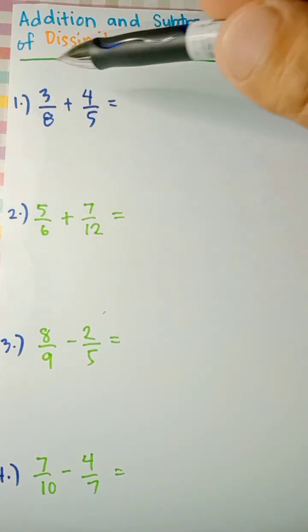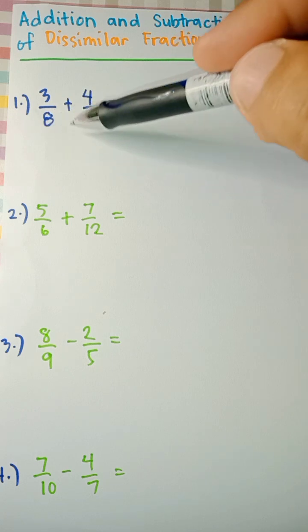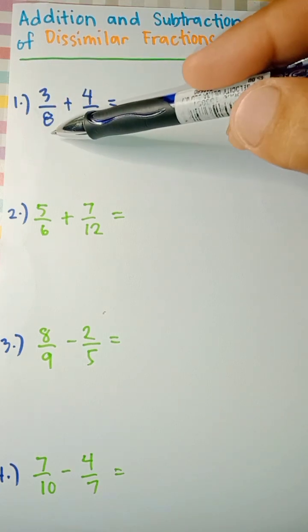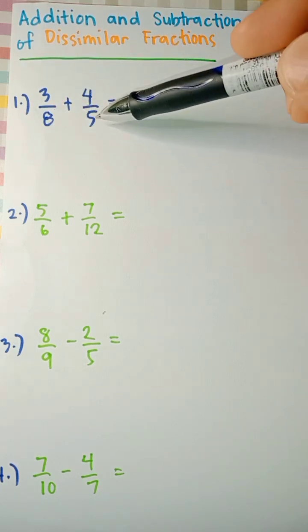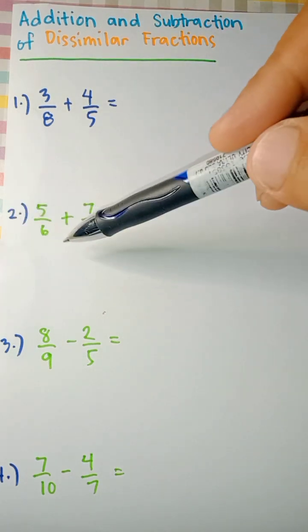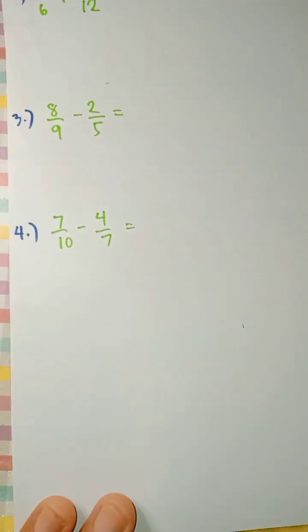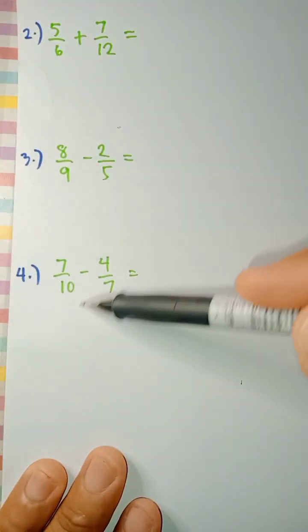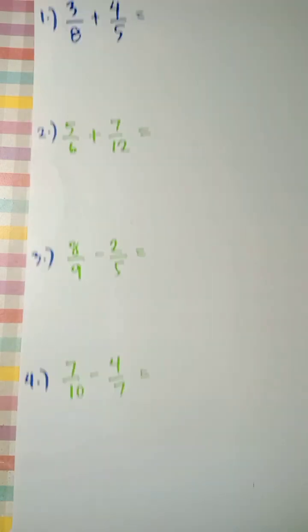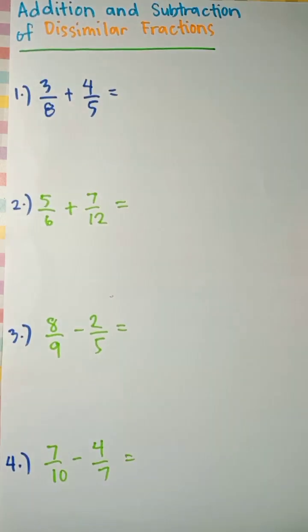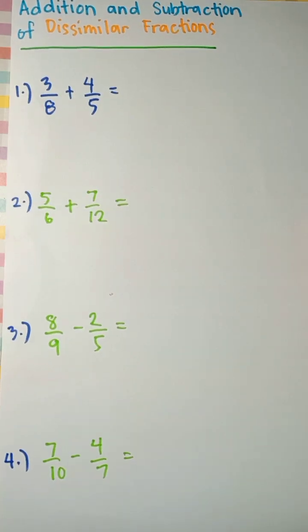So, for our number one problem, its denominators are not the same. As you can see, they are 8 and 5. And so, for our number two problem, they are 6 and 12. And so for number 3 and number 4, they have different denominators. So these are called dissimilar fractions. So how to solve addition and subtraction of dissimilar fractions?